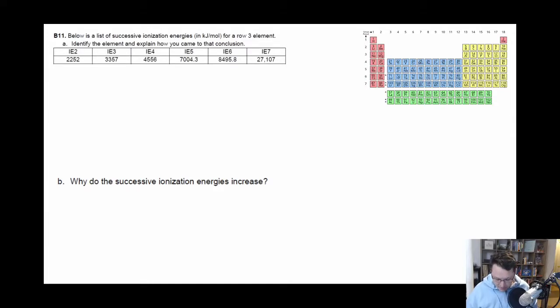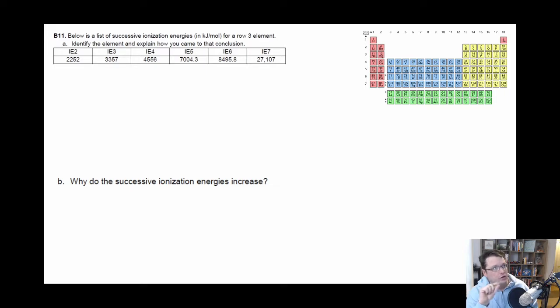Let's just get straight into it. B11 was the most requested one. In this question, what I'm giving you is a series of ionization energies for a single element.